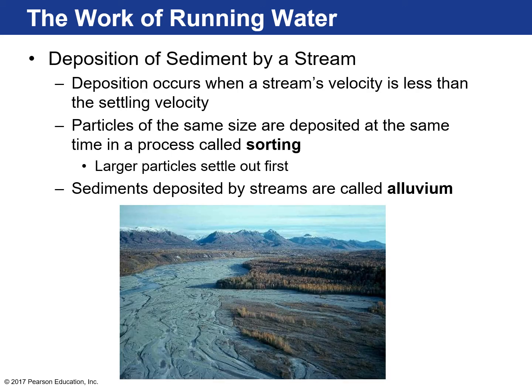All right, let's talk about some of the depositional features that are left by a stream. Deposition occurs when the stream's velocity is decreased, so particles start depositing into an area. Here is a river, a dried out river, so it's an ephemeral river, but here's where the river channel is, and you can see all the sediment that's been deposited by this river. We call any sediment deposited by rivers alluvium.